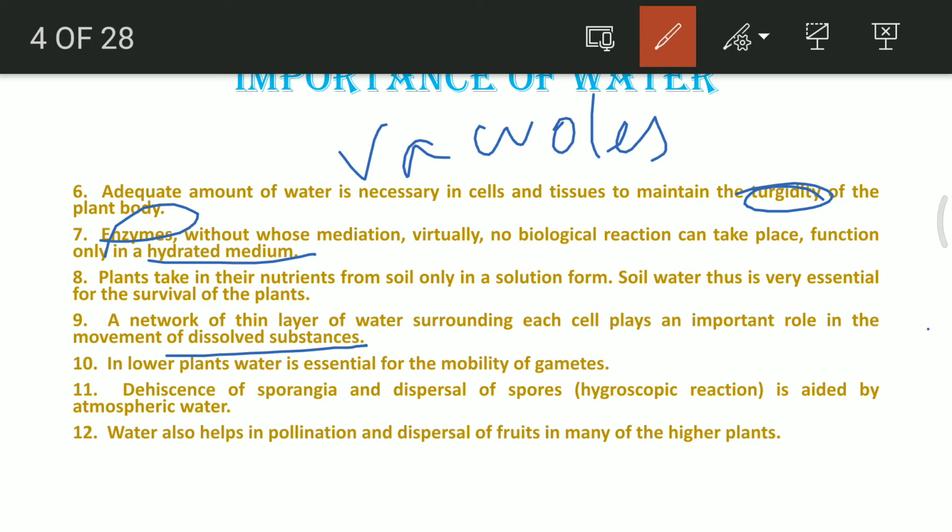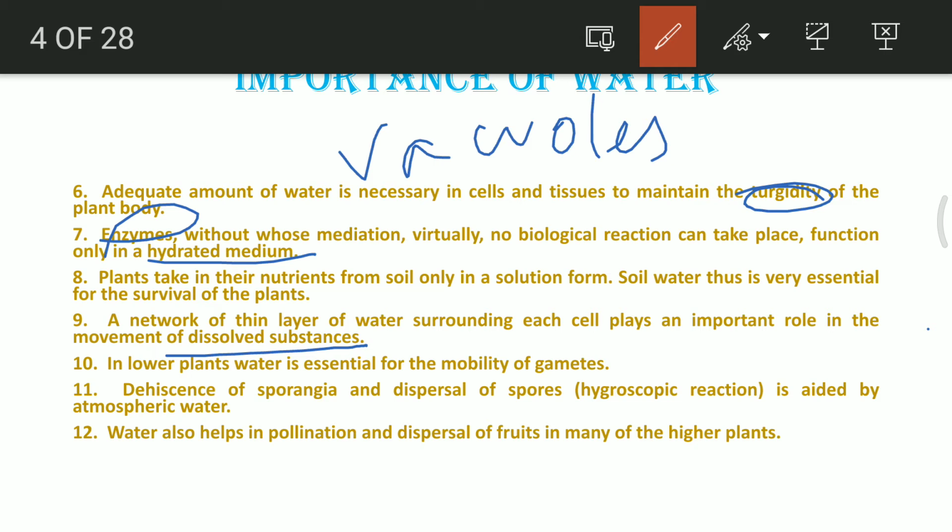If we remember the lower plants like the fungi or the bryophytes, over there the gametes require presence of water medium. Antherozoids as well as the archegonium require the presence of water for the movement. The antherozoids can move only in presence of water, and then the fertilization can take place in the archegonium for production of spores. Even the dehiscence of spores requires water.